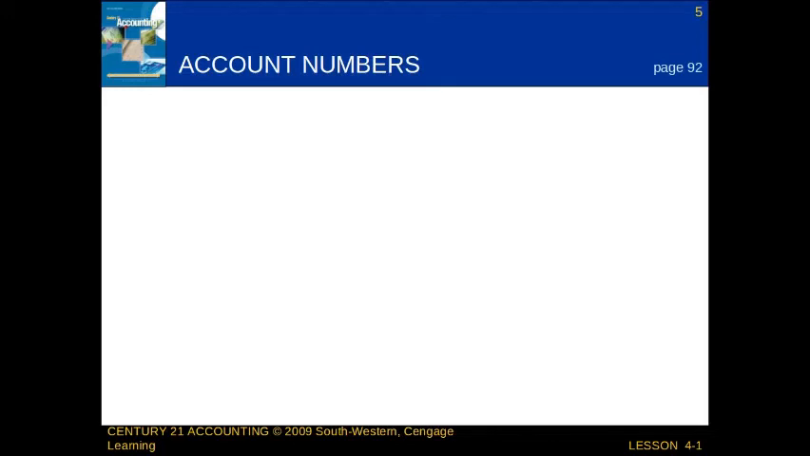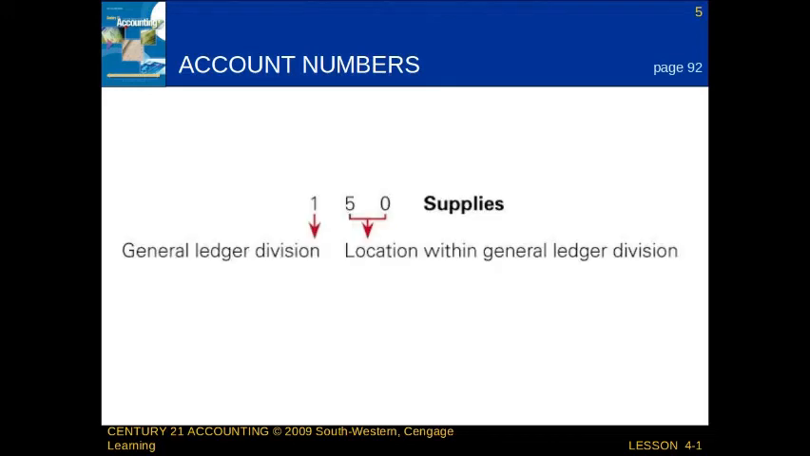Next, we'll be talking about account numbers. So the first number of an account falls under the general ledger division, and the last 2 numbers fall within the location within the general ledger division. So this is showing us the account that is supplies, and its account number is 150. So the first number, which is number 1, would fall under the general ledger division. And the last 2 numbers, which are the 5 and the 0, would fall under the location within the general ledger division.